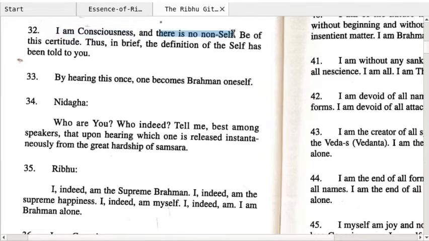There is no other thing apart from the self. And he is saying, be of this certitude. How are you going to get the certitude? Just like I said yesterday, this kind of books, the songs, are not going to tell you how to be certain of this knowledge. It comes only by seeing directly. It comes only by experiencing directly. Very easy to experience.